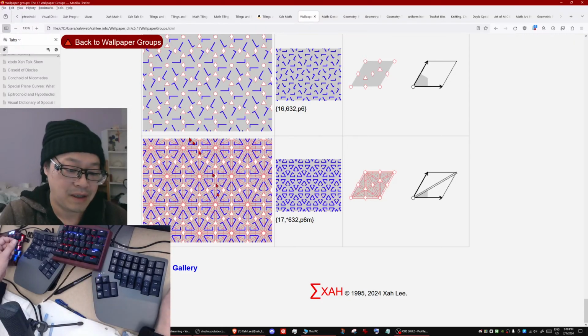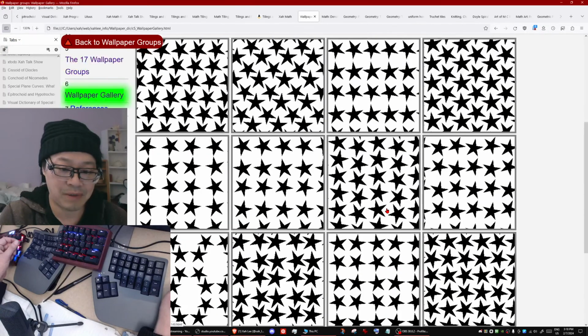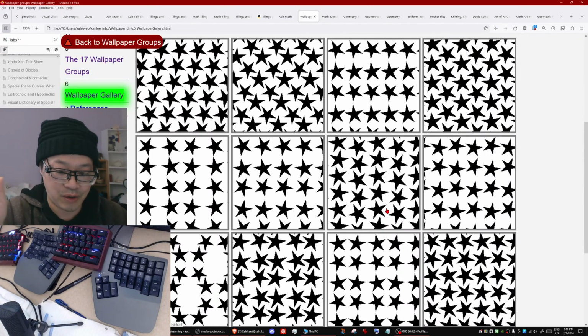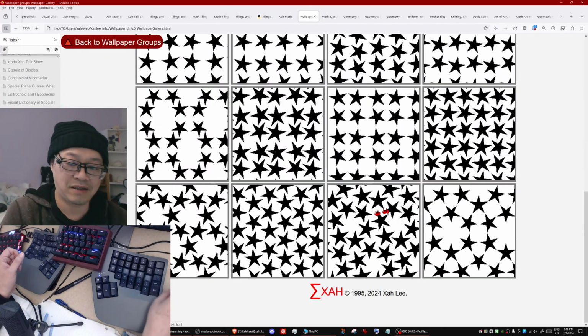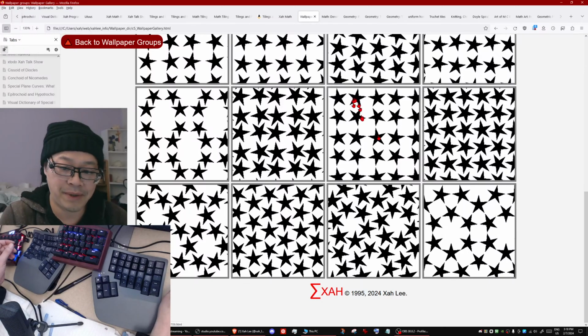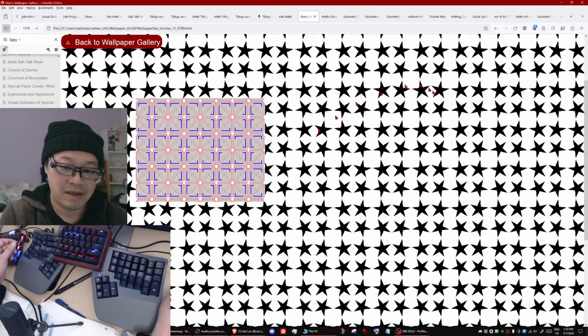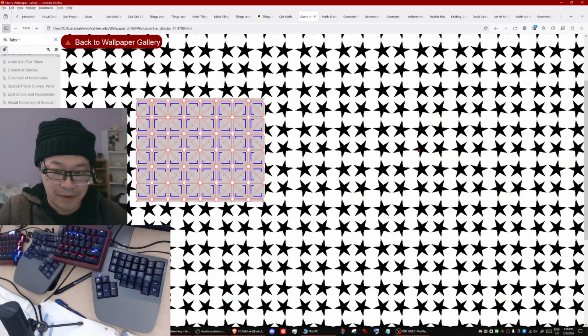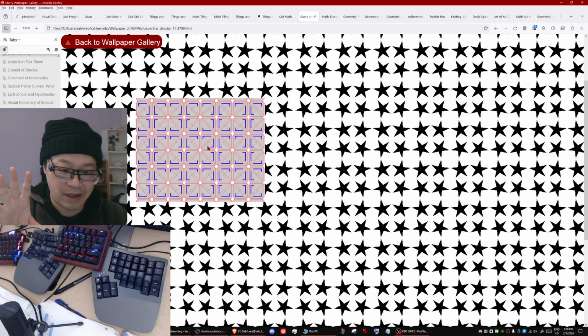Okay, and then we have the wallpaper gallery. This page shows each one of these 17 possible wallpaper symmetries using only one single motif, that is one single pattern, the pentagonal, five-pointed star. You can see the background image is a wallpaper, and this embedded image illustrates the symmetry of this wallpaper.